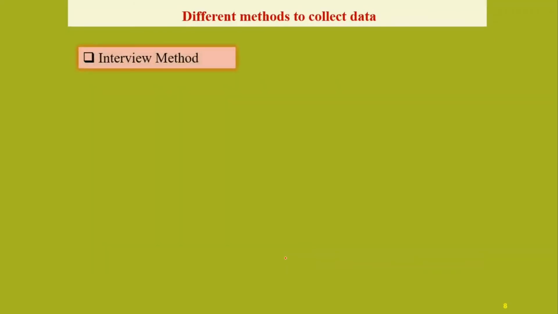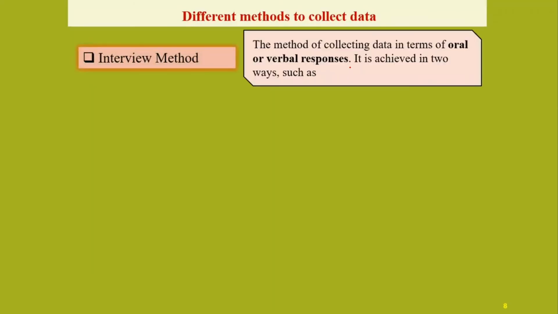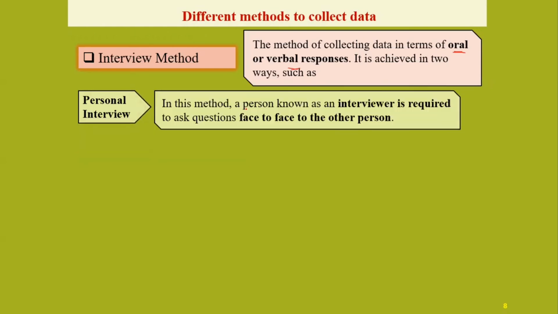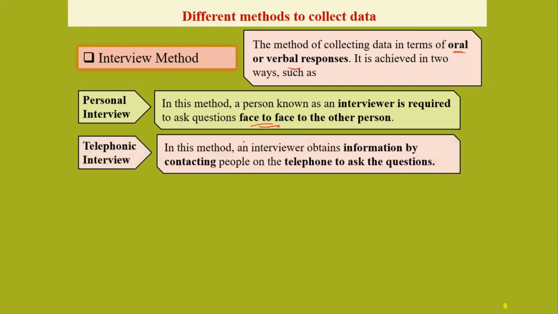Different methods to collect data. Interview method: the method of collecting data in terms of oral or verbal responses. It is achieved in two ways, such as personal interview. You can have one-to-one questions. The person known as the interviewer is required to ask questions face to face to another person. Or you can have a telephonic interview, where the interviewer obtains information by contacting people on the telephone to ask the questions.